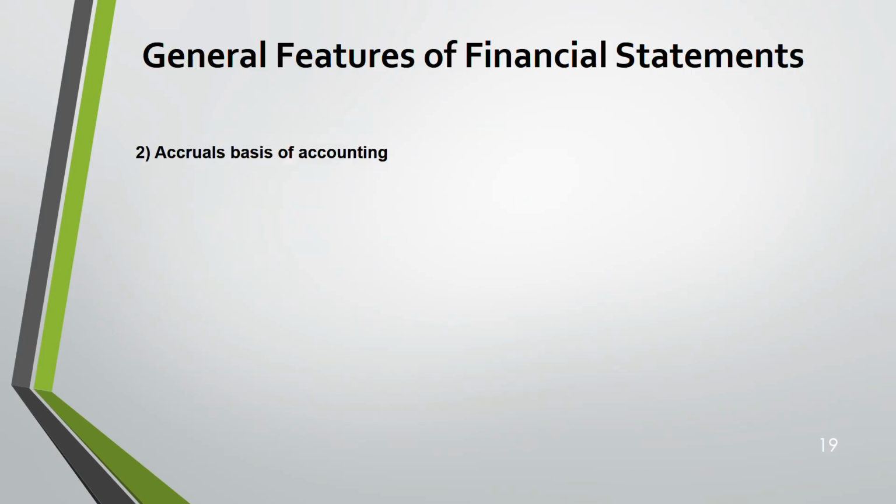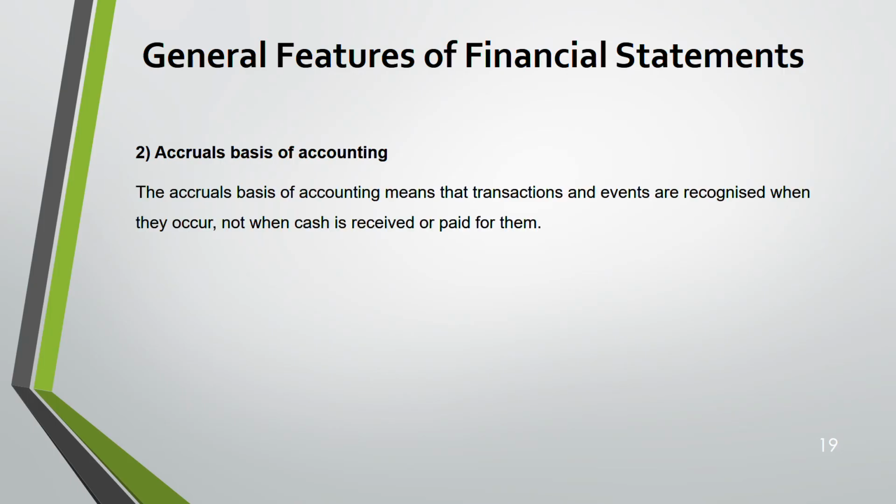The second feature of financial statements is the accrual basis of accounting. When you're recognizing transactions, whether in your statement of financial position or income statement, they are recorded based on when they occurred, not based on when you are going to receive your cash or when you are going to pay. It's not a cash basis, it's accrual basis. For example, whenever revenue has occurred, you will recognize it. Whether you have received the cash or not is a separate thing.